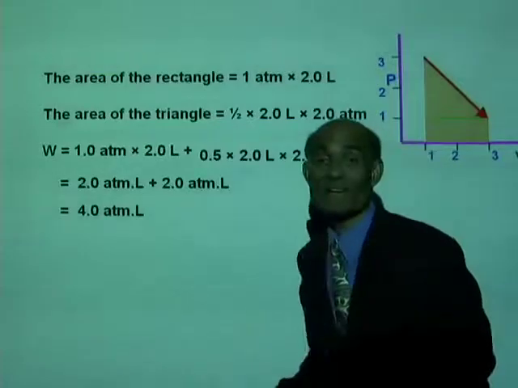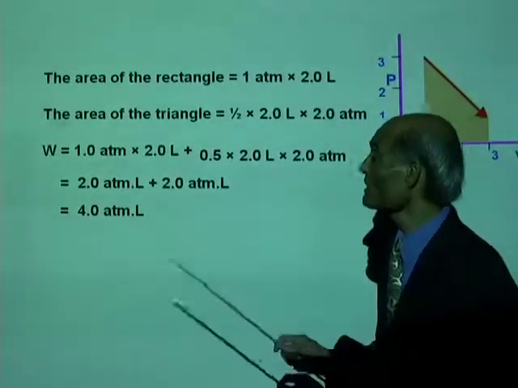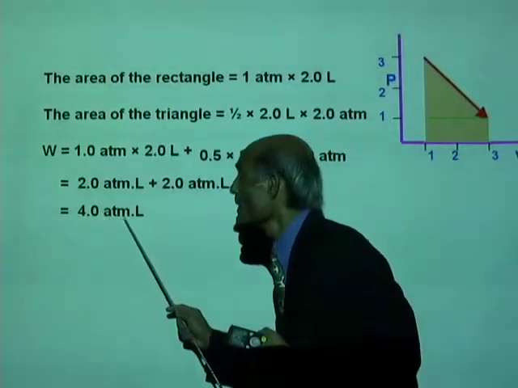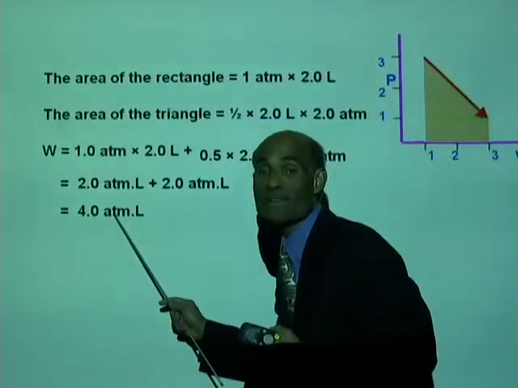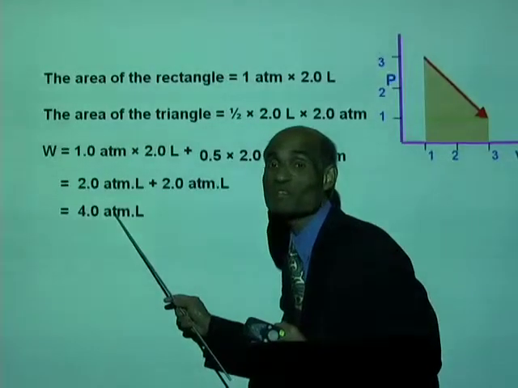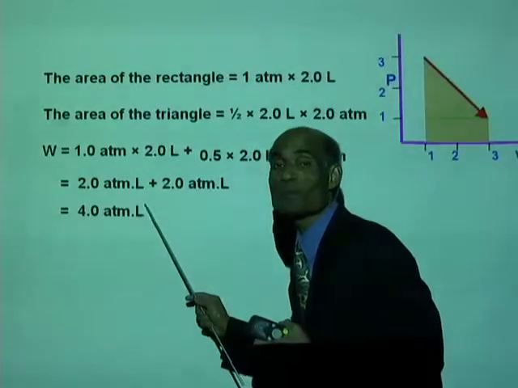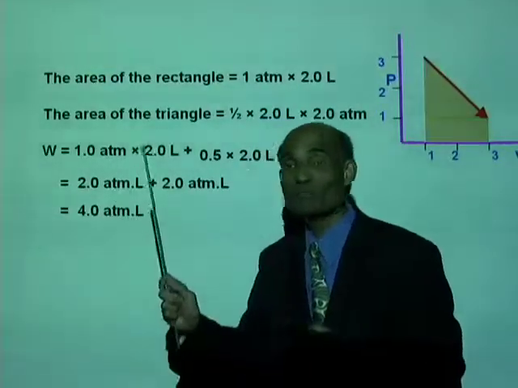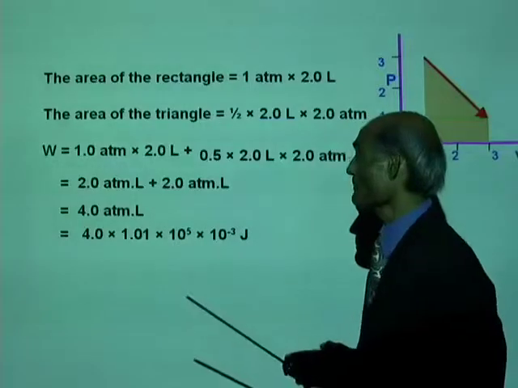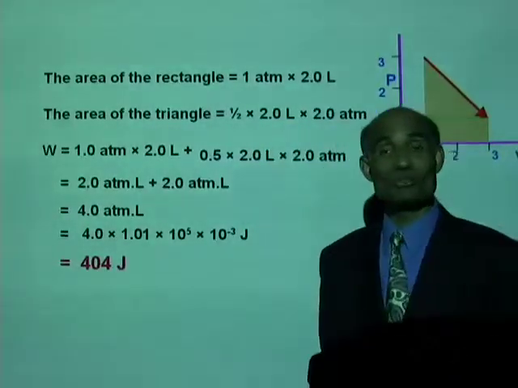Can you leave it like that? No, you need to convert it to joules. How do you convert that to joules? Convert atmosphere to Pascal multiplied by 1.01 times 10 to the 5 and liter to meter cube multiplied by 10 to the power of -3. There you are. And that gives the work done is 404 joules.